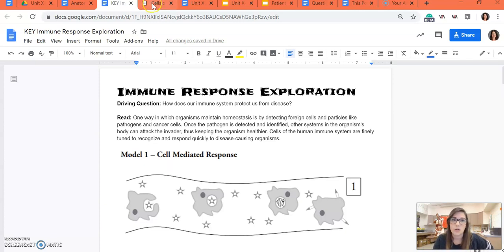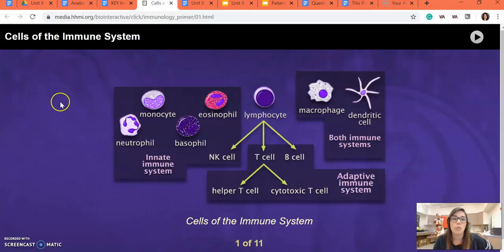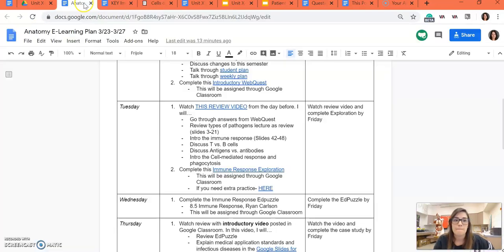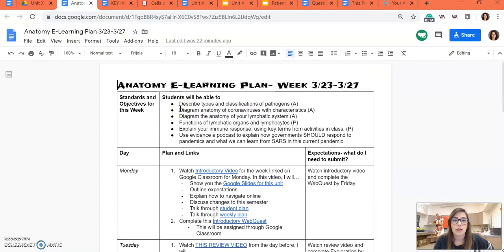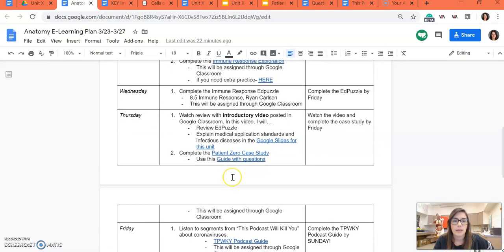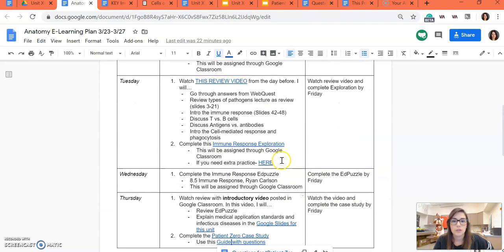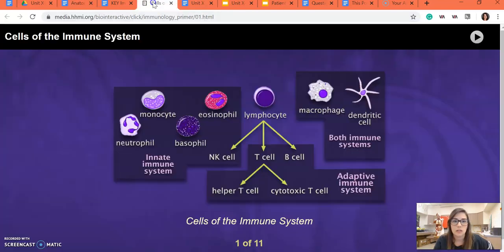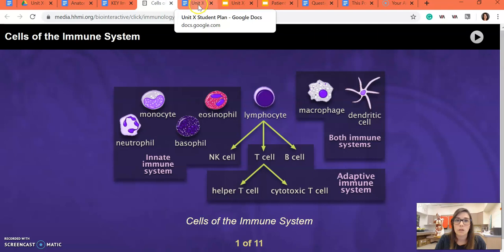All right, so now, if you need more help with the cells of the immune system, your immune response, in your guide for this week, for Tuesday, I put a link right here. It says if you need extra practice. It looks like this. This is an applet. It will go through the different cells of the immune system and give you a little bit more review if you feel like you need more review with your immune response.